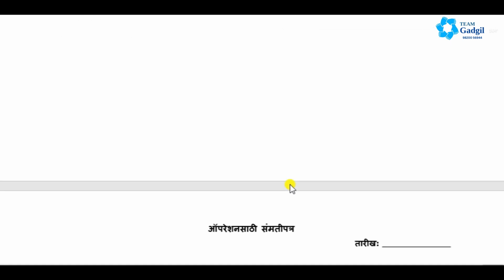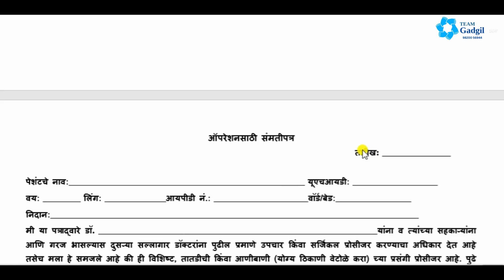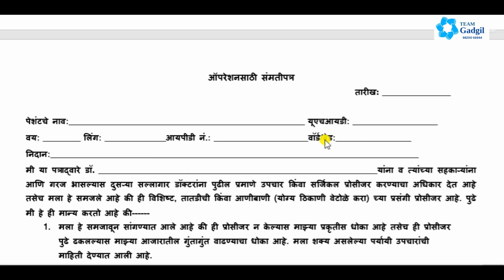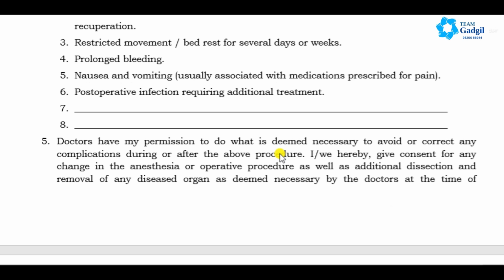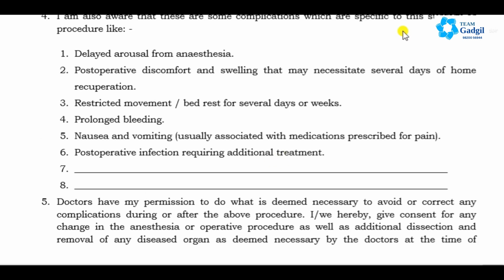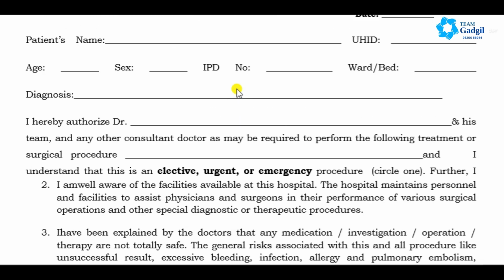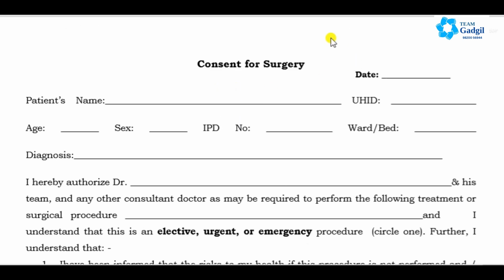Now this is the English version, and the same thing is in the Marathi version also. If you want, you can use the Hindi version as well. So note that all the consent forms need to be bilingual. One is English, the other one can be a local language.